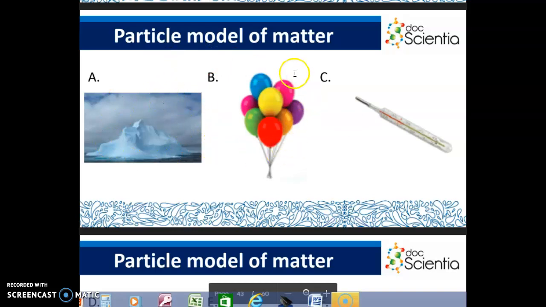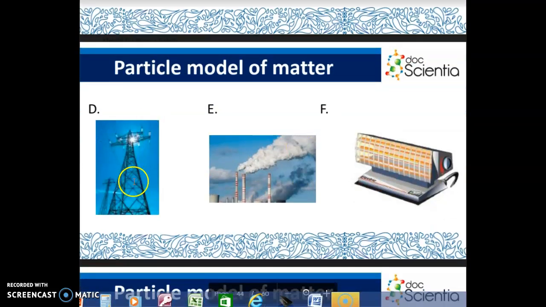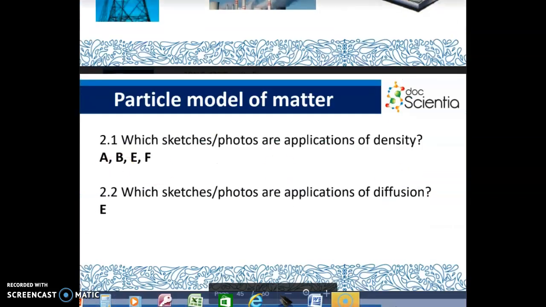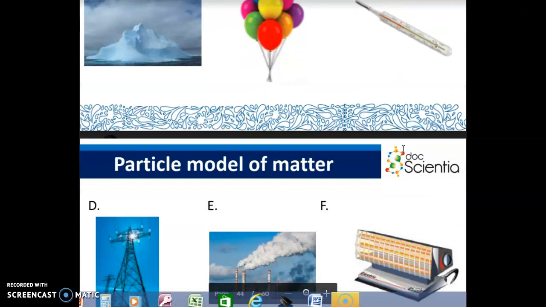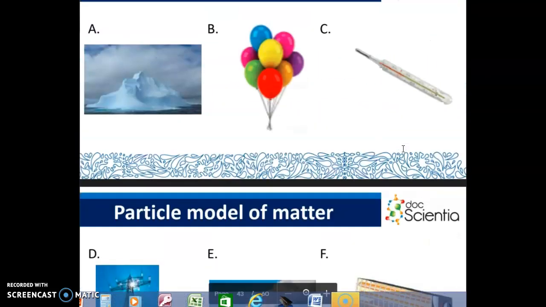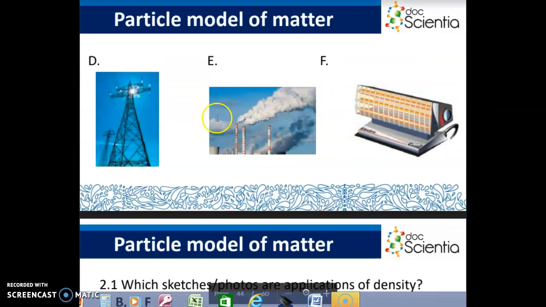Number 2, study the following sketches or photos and answer the questions that follow. We have an iceberg, some balloons, a thermometer, some lines for electricity, some factories, a heater. 2.1. Which sketches or photos are applications of density? That would be A, B, E, and F.